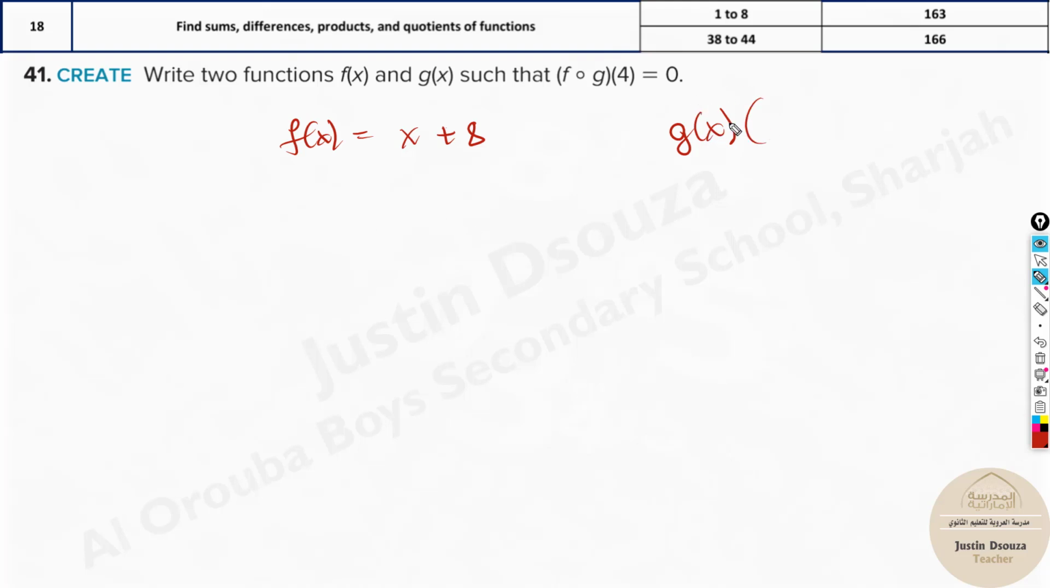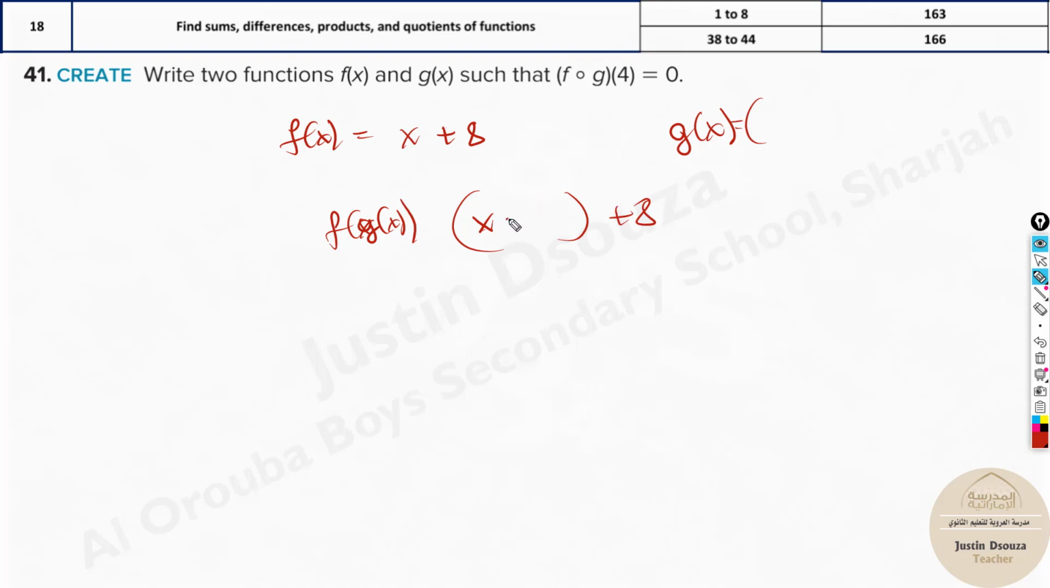Because imagine the g of x is anything. When you compose it, this is g of x, it'll be this term, right? It's plus 8, and this term becomes x plus some number. What is the number I should have over here? We just now saw, right? It had to be a difference of 4, right? Finally it should be minus 4.